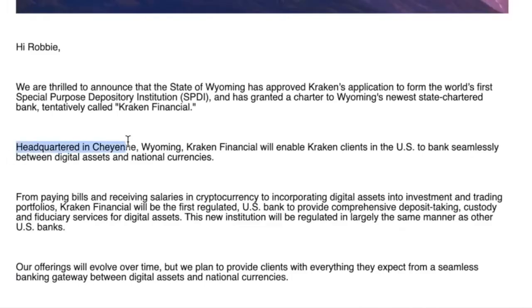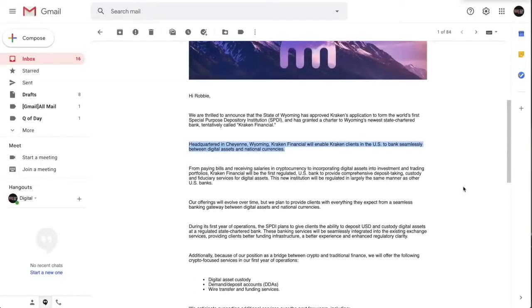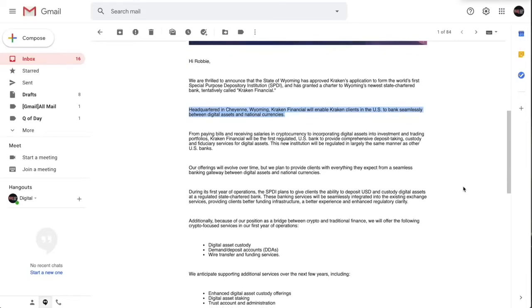So headquartered in Cheyenne, Wyoming, Kraken Financial will enable Kraken clients in the U.S., unfortunately, to bank seamlessly between digital assets and national currencies. Notice I didn't say U.S. dollar. They said national currencies. So I use Revolut, and they're a pretty great bank. They were started in Europe, and now they transferred over to America, and you're able to transact in different national currencies. So like for me, I live right next to Mexico. I can transfer the US dollar right to the peso, just like that, at a snap of a button. Very fast, very easy to use. Now Kraken's been able to do that, and that is good stuff.